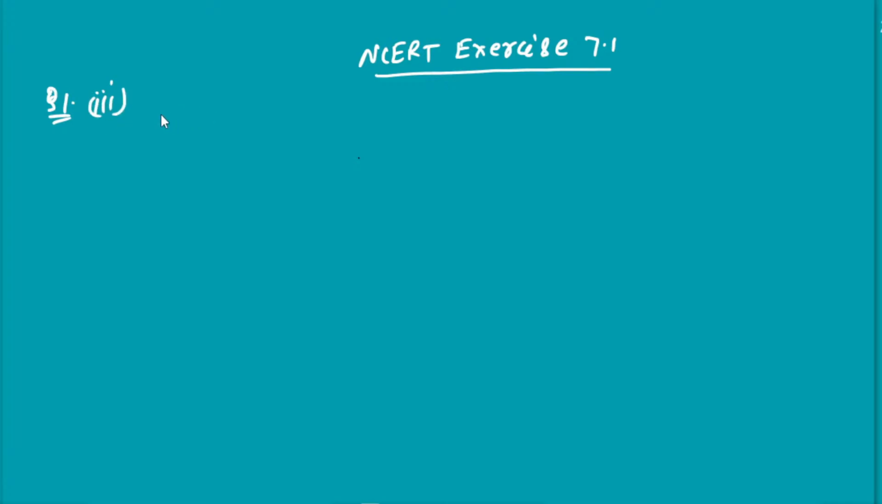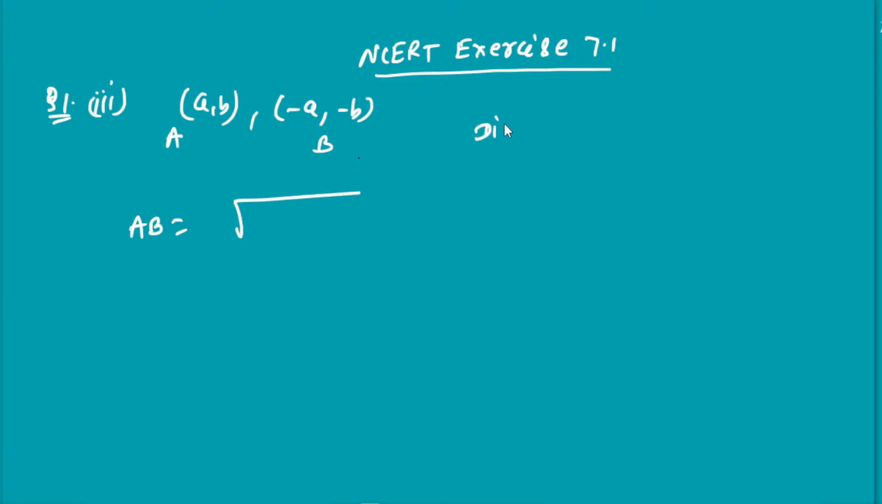NCERT exercise 7.1, question number 1, part three. You have to find the distance between the following points. What are the points? A comma B, and minus A comma minus B. So what is the distance? This is A and this is B. What is the distance here? This is AB. So under root, you have to apply the formula.